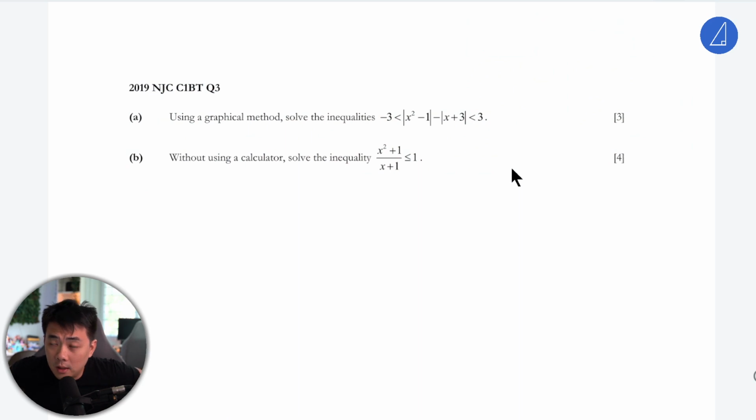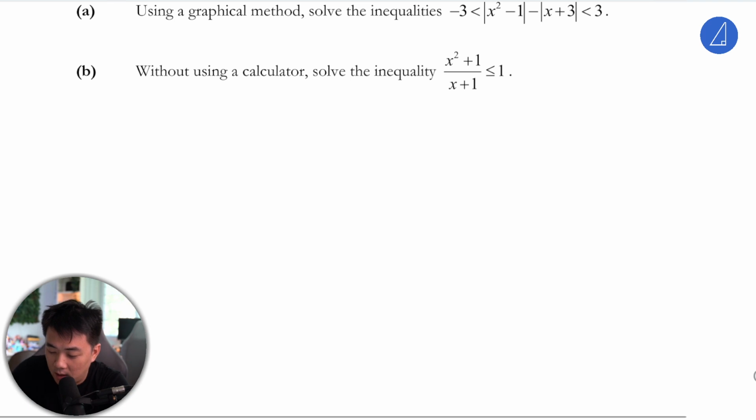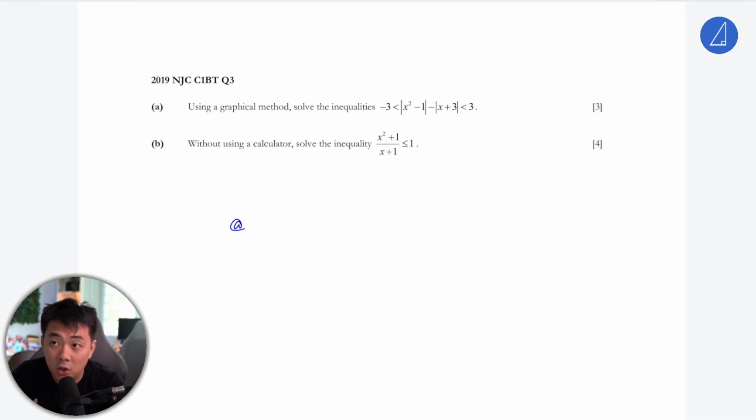Students, let's look at this question, which is on inequalities taken from the year 2019 NJC block test. Question 3. Using graphical method, solve this inequality. I think this is pretty okay. What we need to understand is usually in modulus form, what I will say is just use GC to solve it.